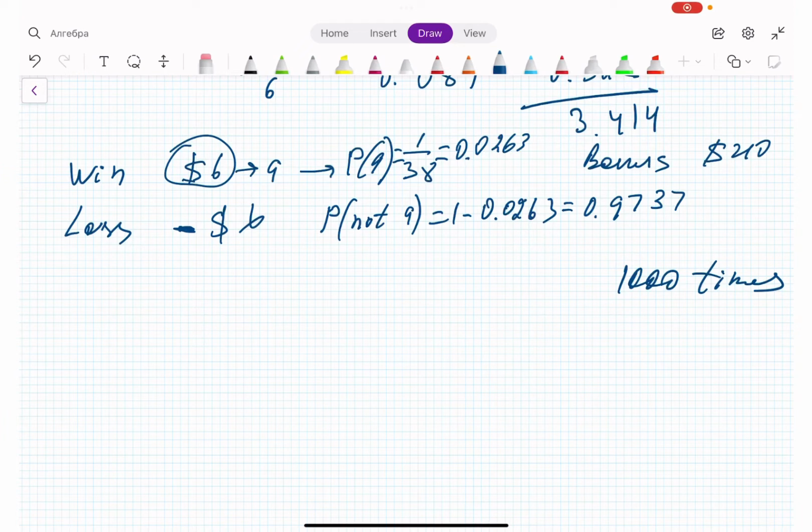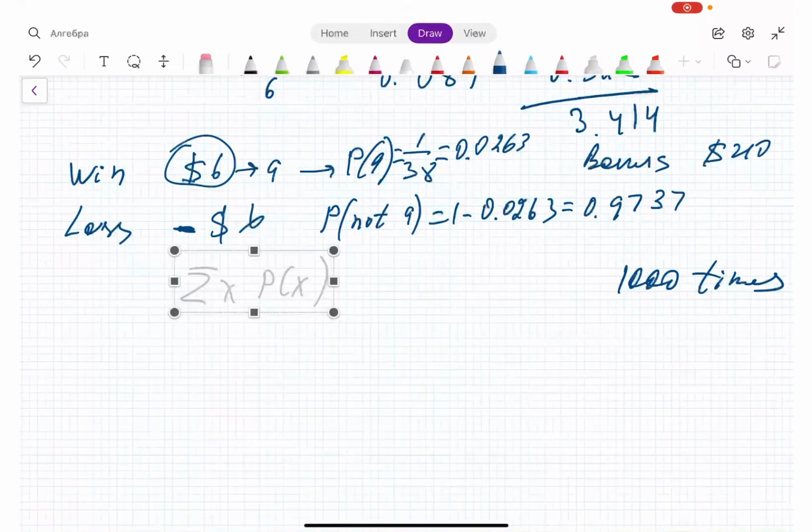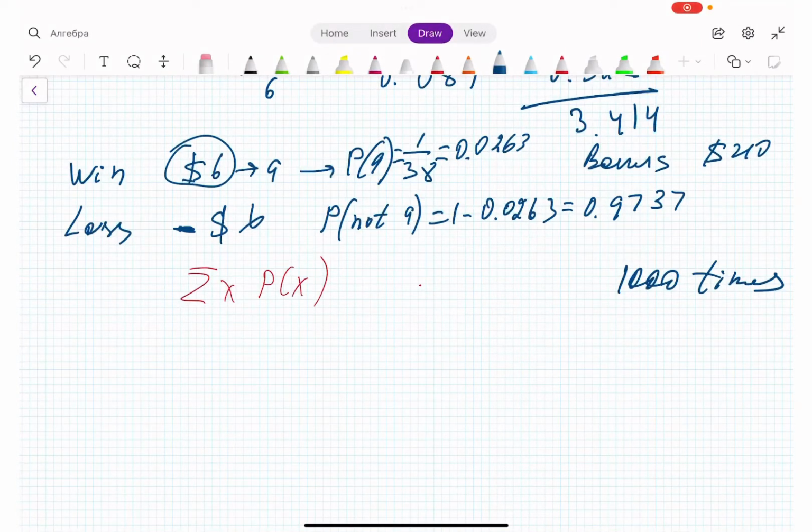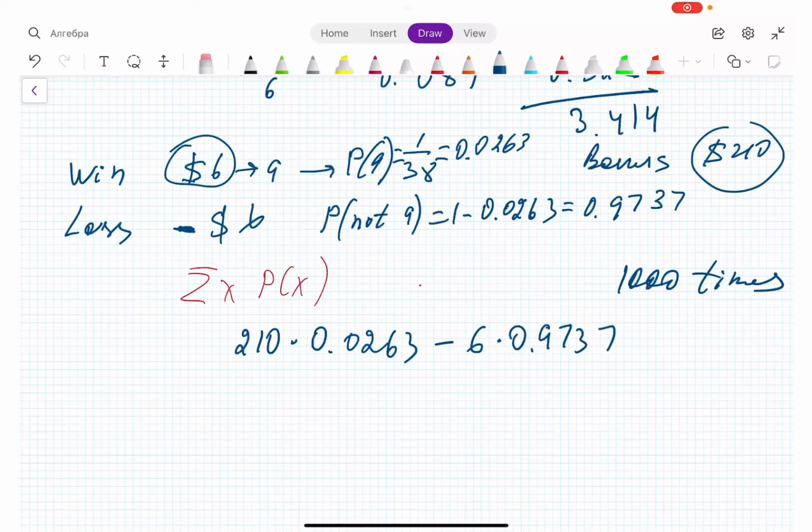Okay, so now let's put the equation together. Using the formula, the sum of x times probability of x, we can write down that if you win, you're going to get $210 times probability 0.0263, and if you lose, you are going to lose $6, so it's going to be minus 6 times probability 0.9737.